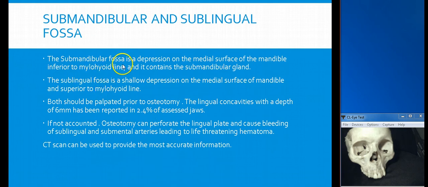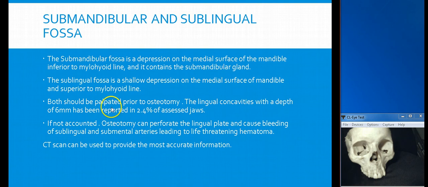So the submandibular fossa is a depression on the medial surface of the mandible. It's inferior to the mylohyoid line, and it contains the submandibular gland. So we just kind of went over that. The sublingual fossa is a shallow depression of the medial surface of the mandible and is superior to the mylohyoid. So one is above, one is below. This is on the back side, this is on the front side.